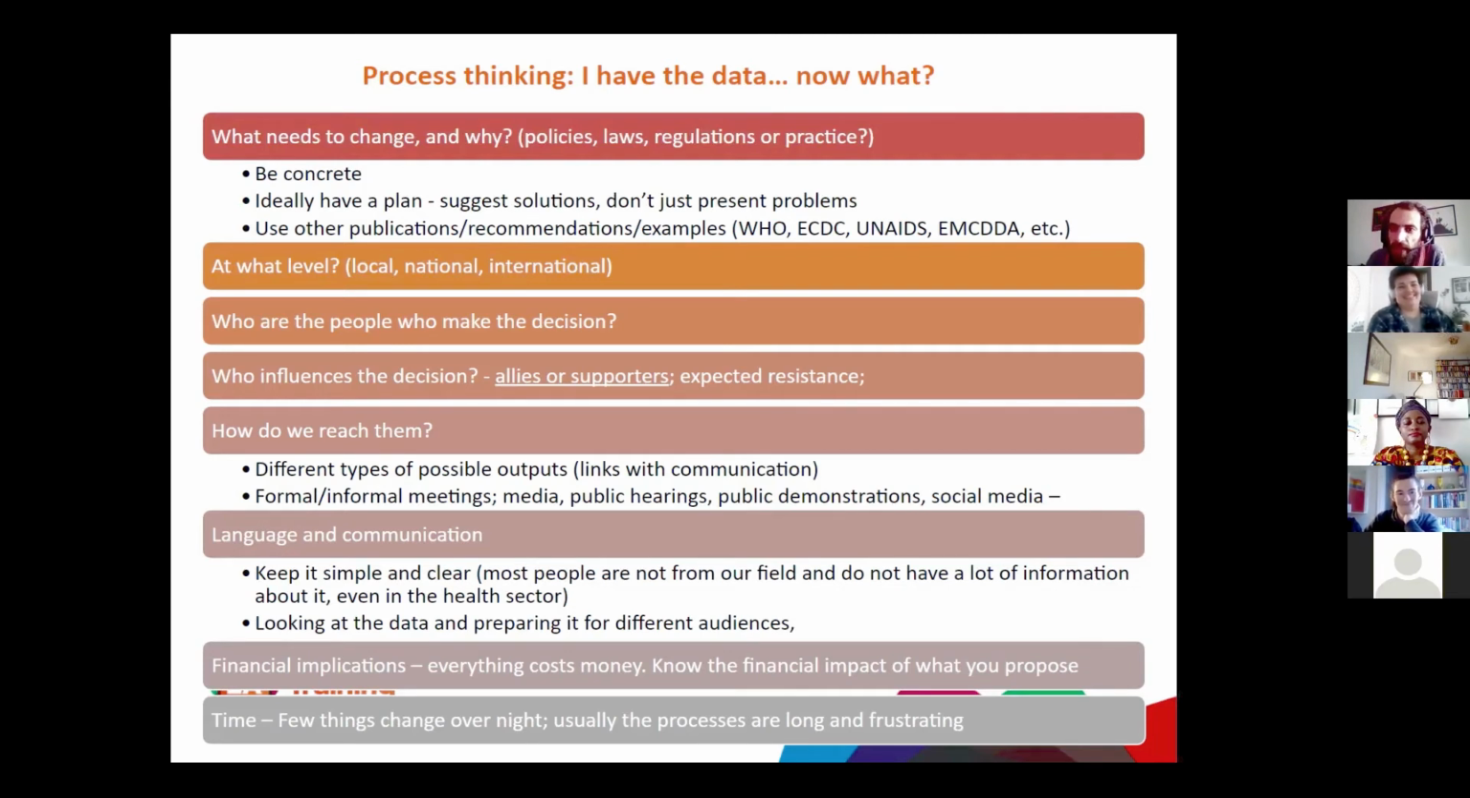At what level do you need to make change? Is this local, national, international? Because obviously, it changes your efforts completely. Who are the people who make the decision, and who influences that decision? Your allies, your supporters. You have to always expect resistance.